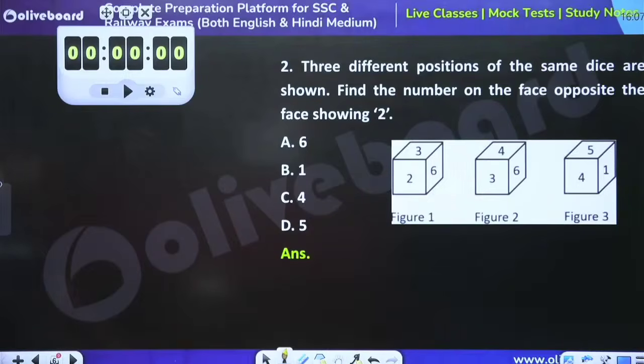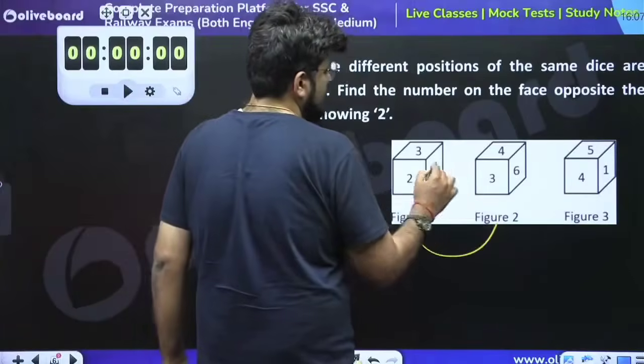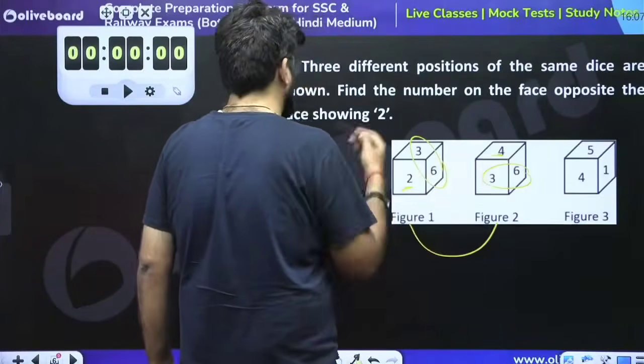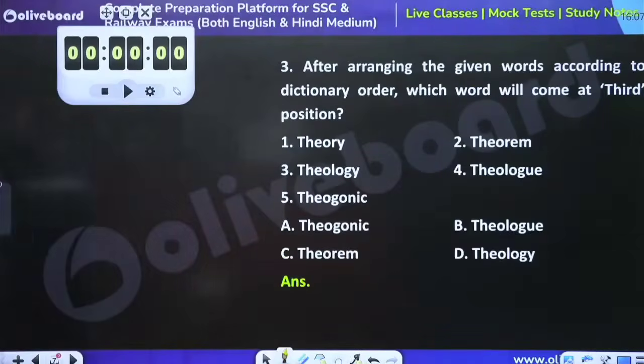So what is the logic involved here? We are just simply looking at first figure and second figure. We see that 3, 6 and 3, 6 are common. So whatever is left is opposite. So opposite 2 we have 4. Option C is the right answer. Next.